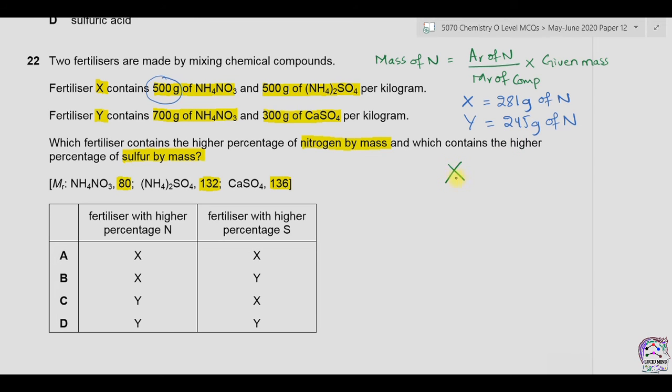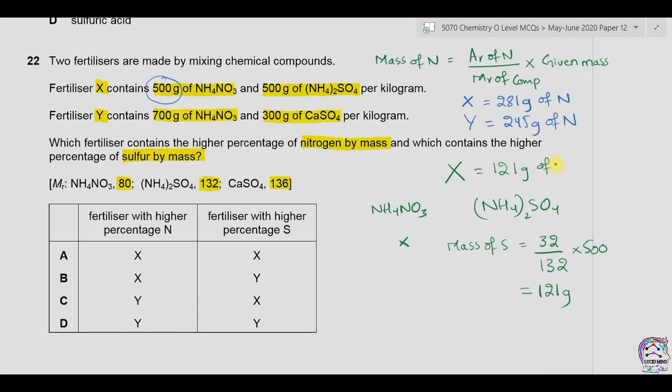Now finding the mass of sulfur in fertilizer X, we have ammonium nitrate. There is no sulfur present, while ammonium sulfate, the mass of sulfur will be, as there is 1 atom of sulfur, so the atomic mass of sulfur is 32 divided by the molecular mass is 132, multiplied by given mass is 500 grams. So the mass of sulfur is equal to 121 grams. So X contains 121 grams of sulfur.